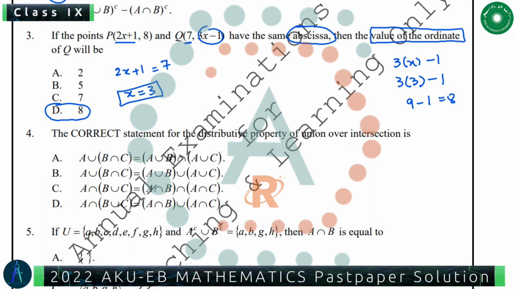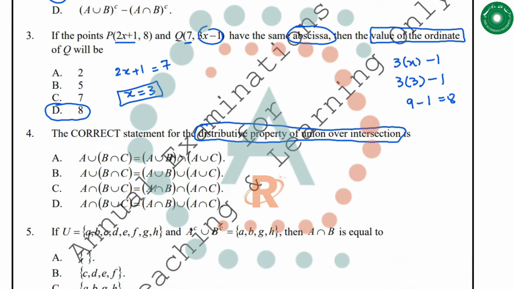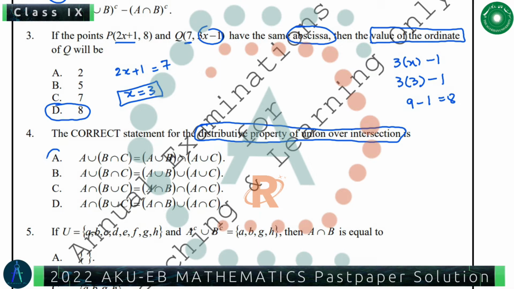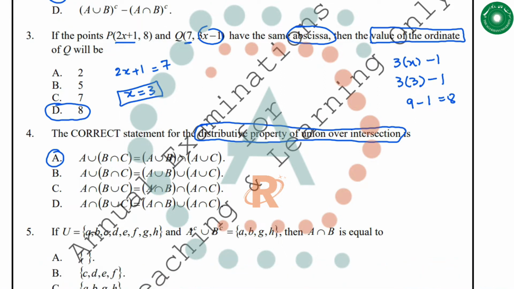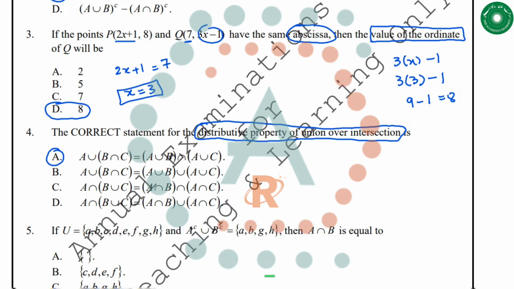Now we have question number 4. The correct statement for the distributive property of union over intersection. So union over intersection, the correct property is represented in option A, that A union (B intersection C) is equal to (A union B) intersection (A union C). Option A is the right answer.